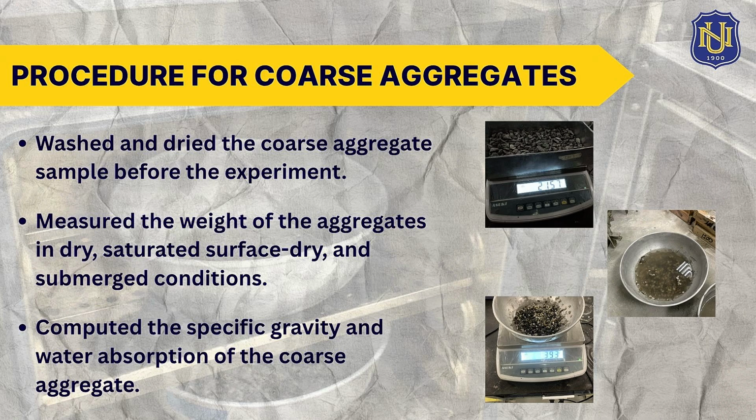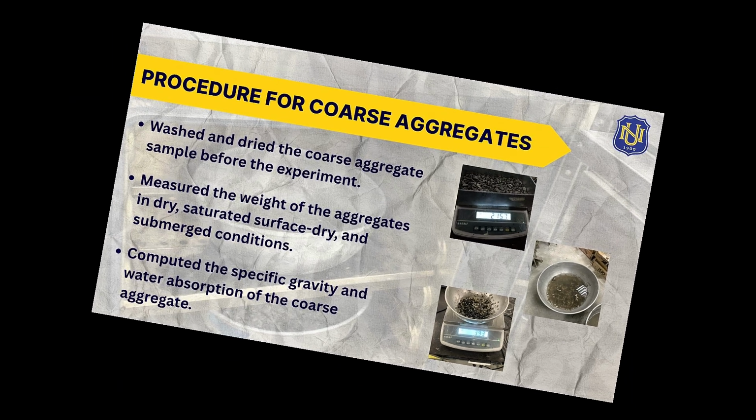Next, the sample was placed inside a wire basket and submerged completely in water to determine its weight in water. After weighing, the sample was removed from the basket and dried inside the oven at 110 degrees Celsius until a constant dry weight was achieved. The measurements obtained from the experiment were then used to calculate the bulk specific gravity, apparent specific gravity, and water absorption of the coarse aggregate.